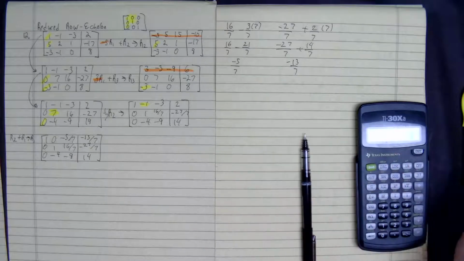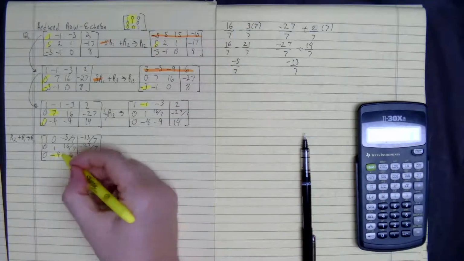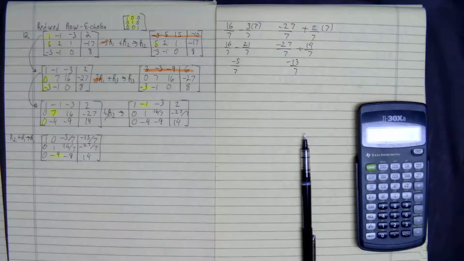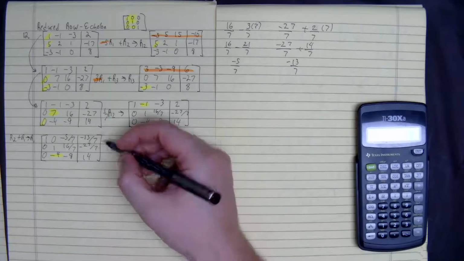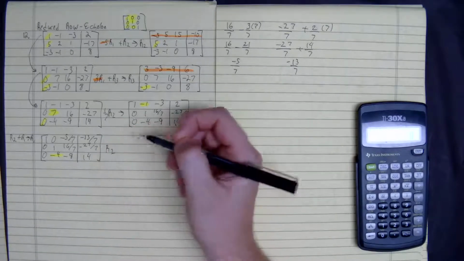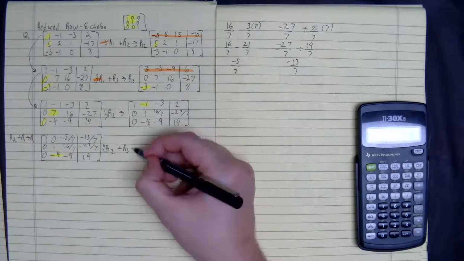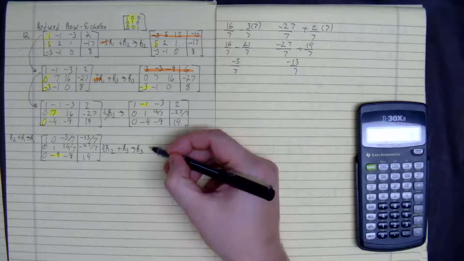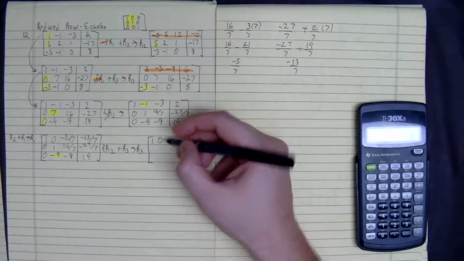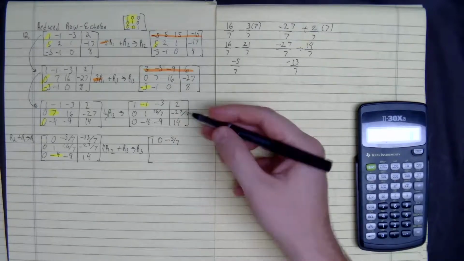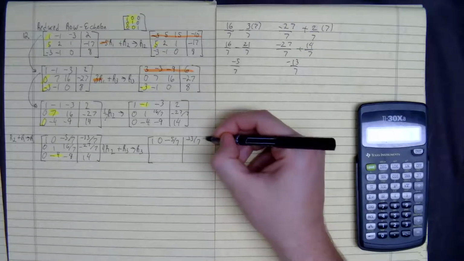Our next goal is to go down in that column below the 1. And so we need to make this negative 4 into a 0. How do we do that? I want to multiply row 2 by positive 4, add it to row 3, and place it into row 3. So we get 1, 0, negative 5 sevenths, because row 1 doesn't change, negative 13 sevenths.